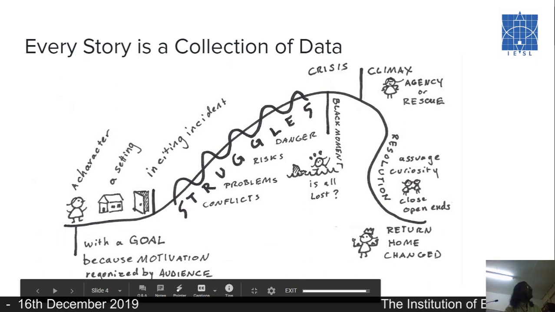I'll try to get rid of this bar. So let it be there for now.